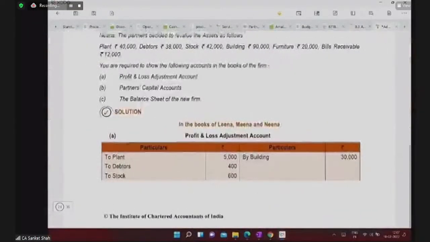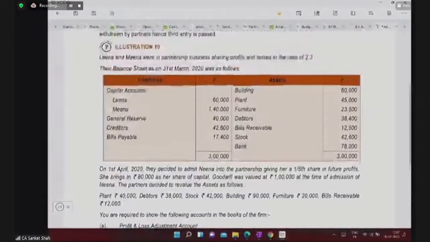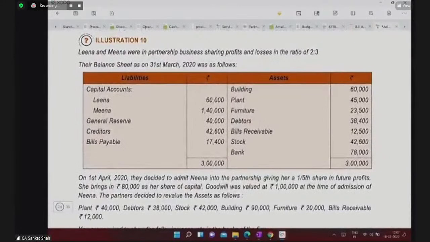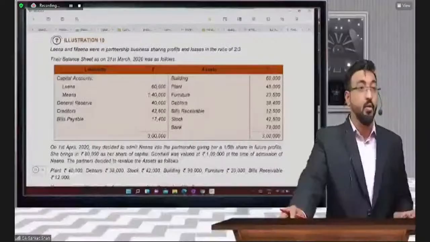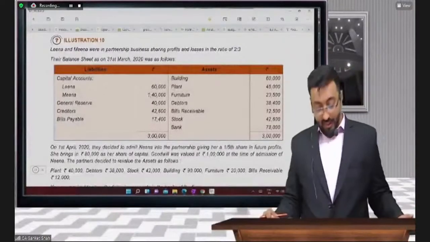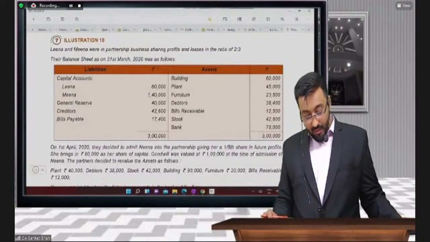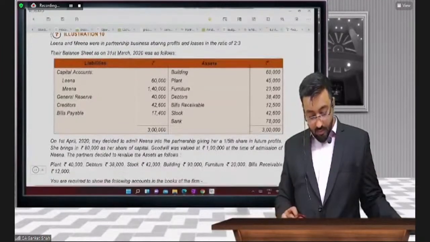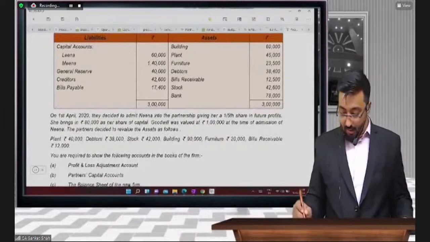Do one thing. First, we will solve Lina Mina problem. Illustration number 10. Come to illustration number 10, beta. Yes, I will give you time for it. Nina gets a 1/5 share.